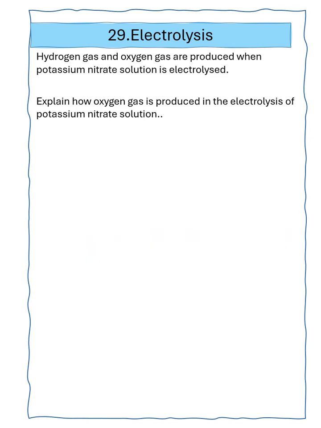Question 29, electrolysis, says hydrogen gas and oxygen are produced when potassium nitrate solution is electrolyzed. Explain how oxygen gas is produced in the electrolysis of potassium nitrate solution. So we're given the clue in the question. We're told that it's potassium nitrate solution, so we know it's in water. We know that water forms the ions H plus and OH minus, and the oxygen gas is being formed by the OH minus ions being attracted to the positive electrode.